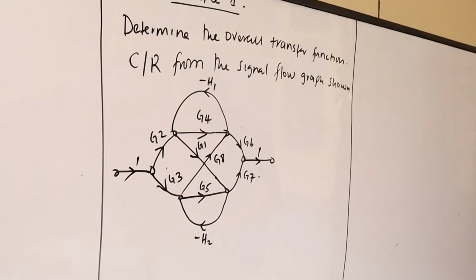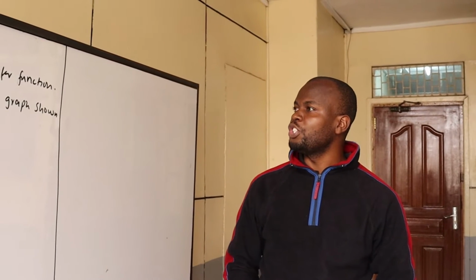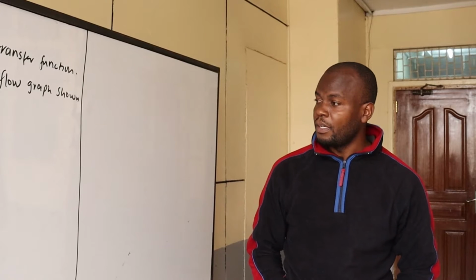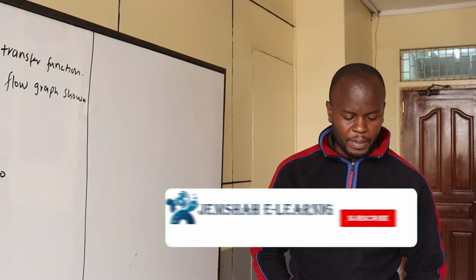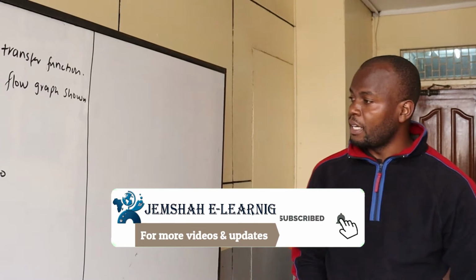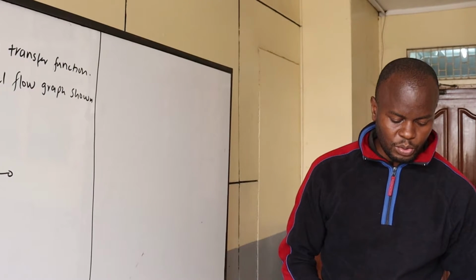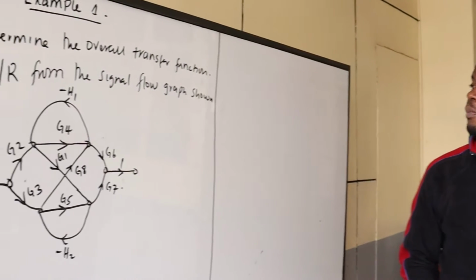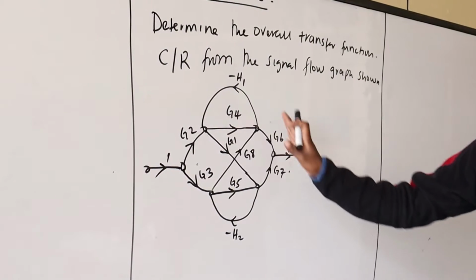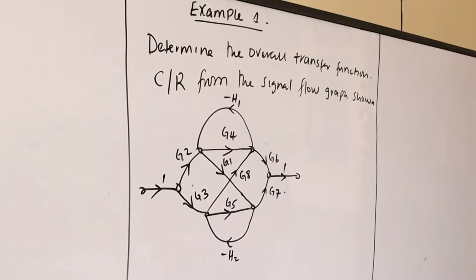From our previous study of signal flow graphs, we continue by looking at an example of a signal flow graph, in order to see how to apply Mason's gain rule, or Mason's gain formula, to determine the transfer function of a system. Here is the first example that we are going to look at. This is a signal flow graph that has been given, and we are supposed to get its transfer function.